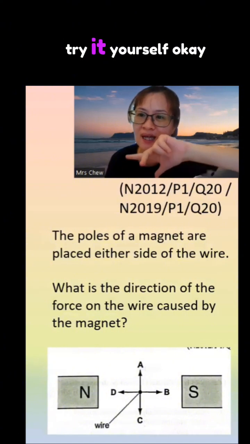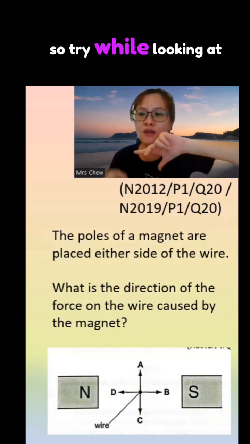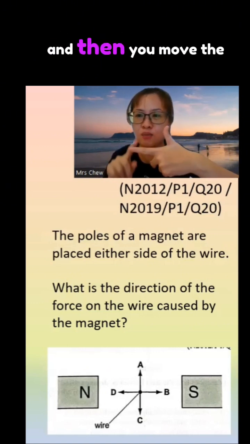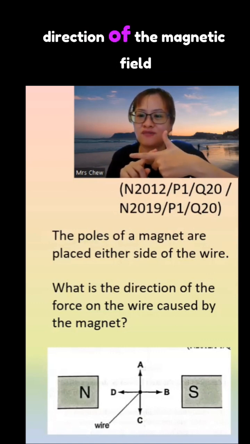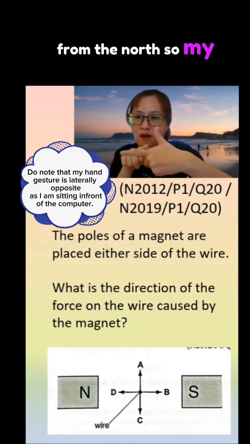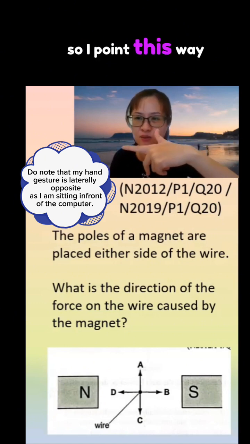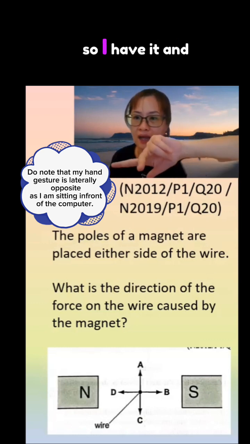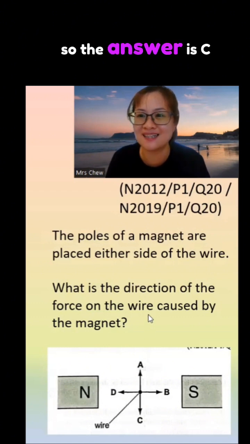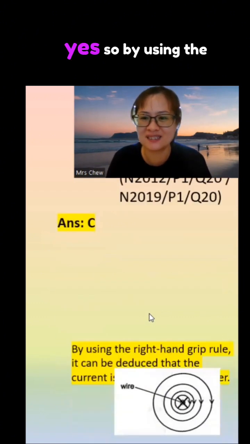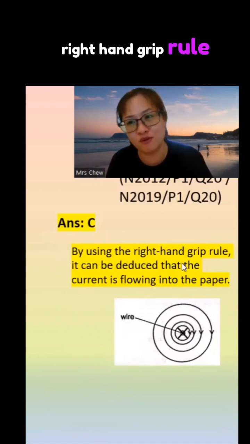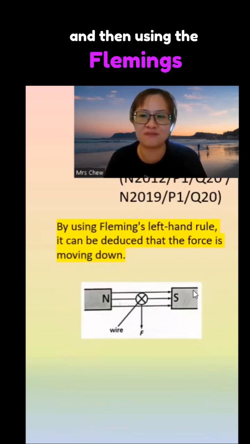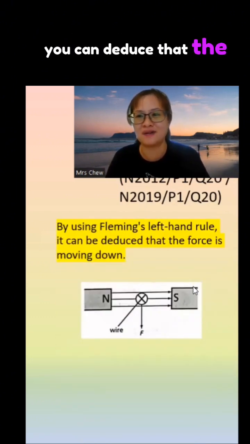Okay, so you have to try it yourself. Try it while looking at the picture. So first, you don't know the direction of the force, that's fine, and then you move the direction of the magnetic field. From the north, my north is here, my south is here. So I point this way, and then I have the current. The current is into the paper. So I have it. My force is pointing down. So the answer is C. Yes. By using the right-hand grip rule or the corkscrew rule, you can deduce that the current is flowing into the paper. And then using Fleming's left-hand rule, you can deduce that the force is downwards.